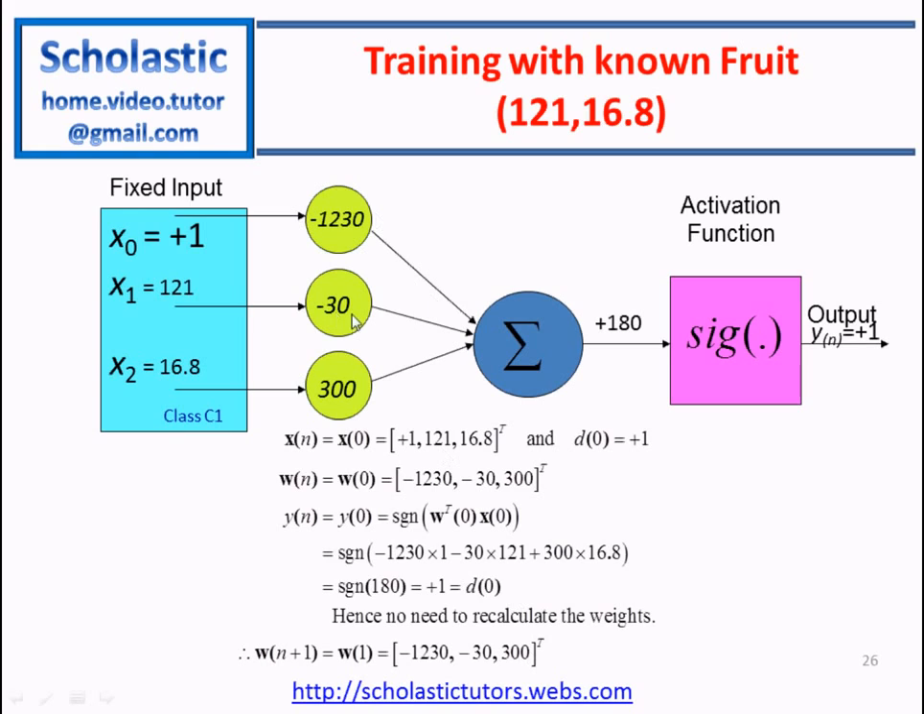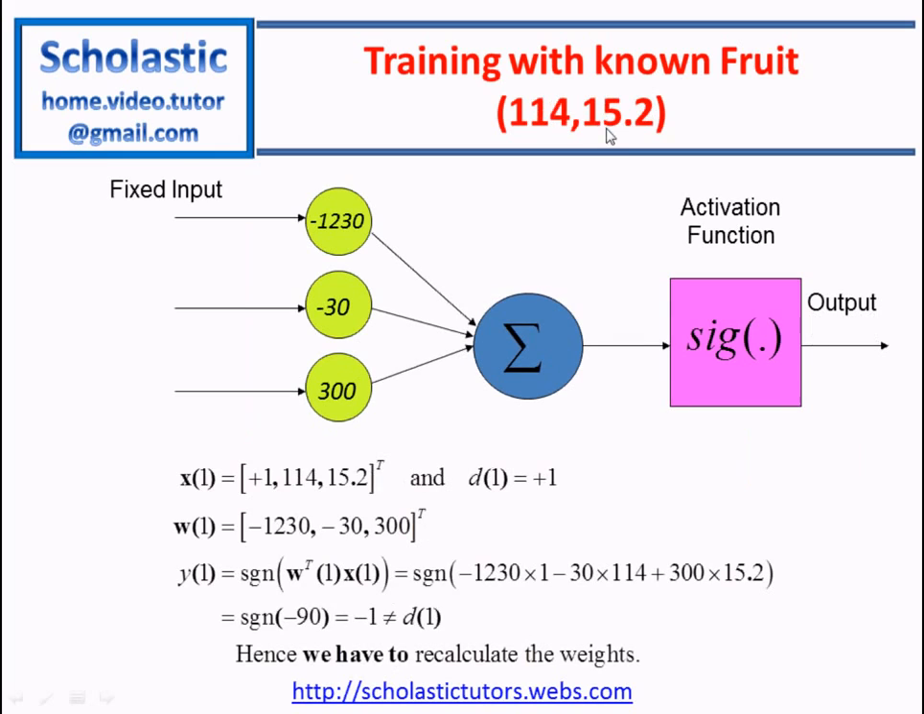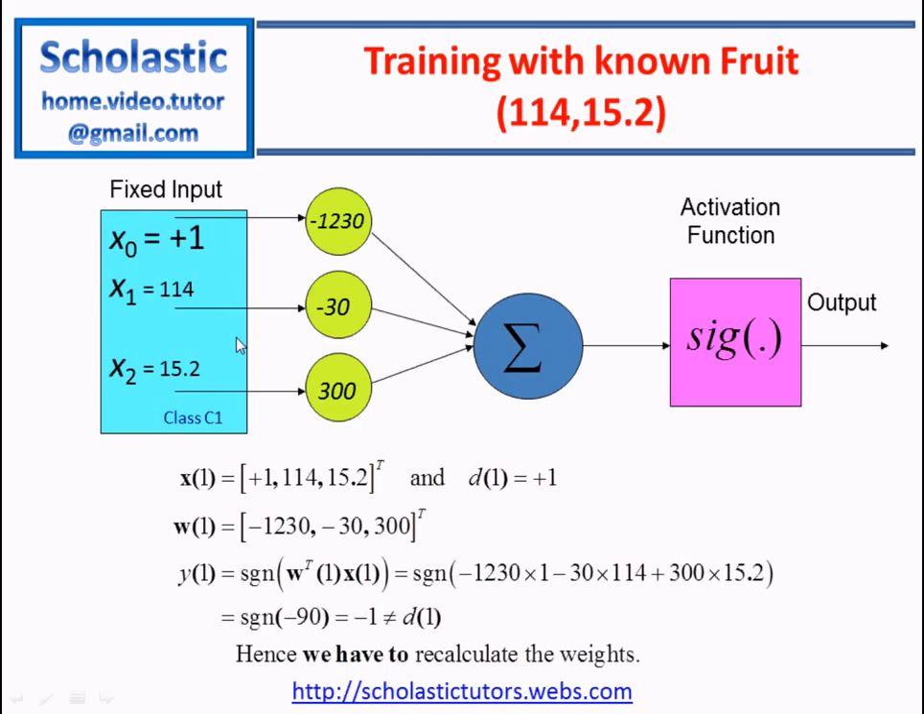In this case, we assumed the weights are correct using the first fruit, but that's not the case, so we have to train again. We use the second fruit and do the same thing. We input the second fruit, it goes through the same weights, we calculate the output of the summation, send it through the signum, and we get a minus 1. So here is the problem now. We use the second fruit of class C1, but I told you these weights are not correct, therefore it may not give the correct answer. We saw that the second fruit was not in the correct class.